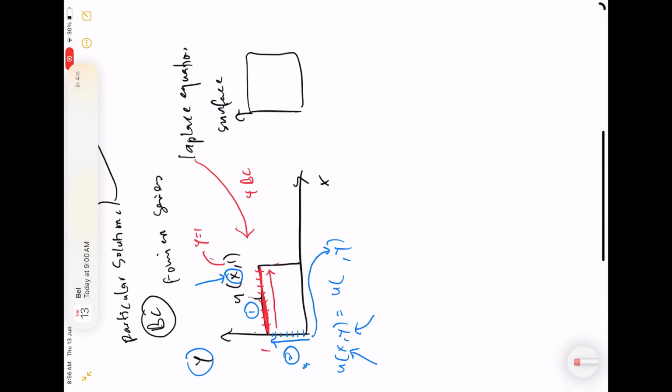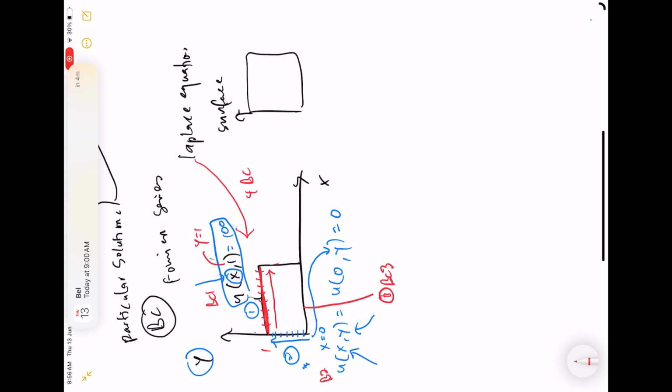X equal to 0. Okay, so 0 comma y equal to 0. But then here the question can give you x comma 1 is equal to 100. Maybe the temperature here is 100. And then the third boundary condition. Where is the third boundary condition? The third boundary condition is this one. Boundary condition 1, boundary condition 2, boundary condition 3.